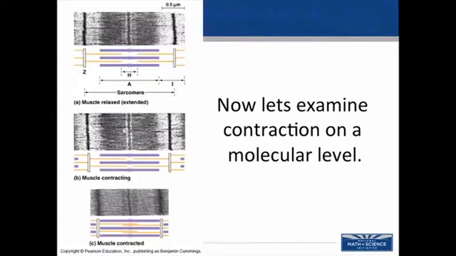So now we're going to look at muscle contraction on a molecular level. I'm going to show you a video clip that describes the process. You may want to repeat the clip several times in order to get the main idea.